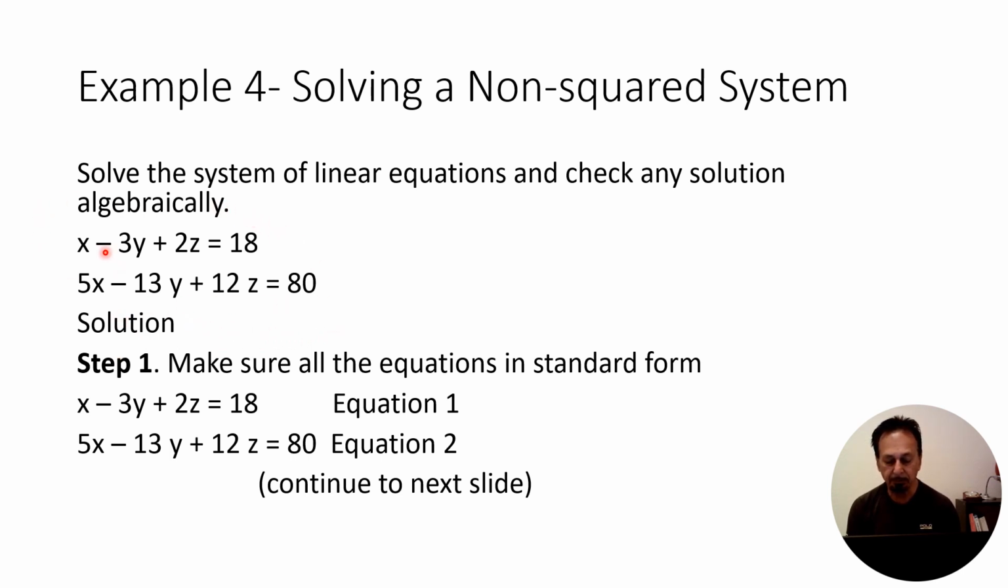So step 1 is make sure these equations are in standard form. x minus 3y plus 2z is equal to 18 is in standard form because all the variable terms are on the left side and the right side is a constant. So we can call this equation number 1. Similarly, the second equation, 5x minus 13y plus 12z equals 80, is also in standard form because all the variable terms are on the left side.